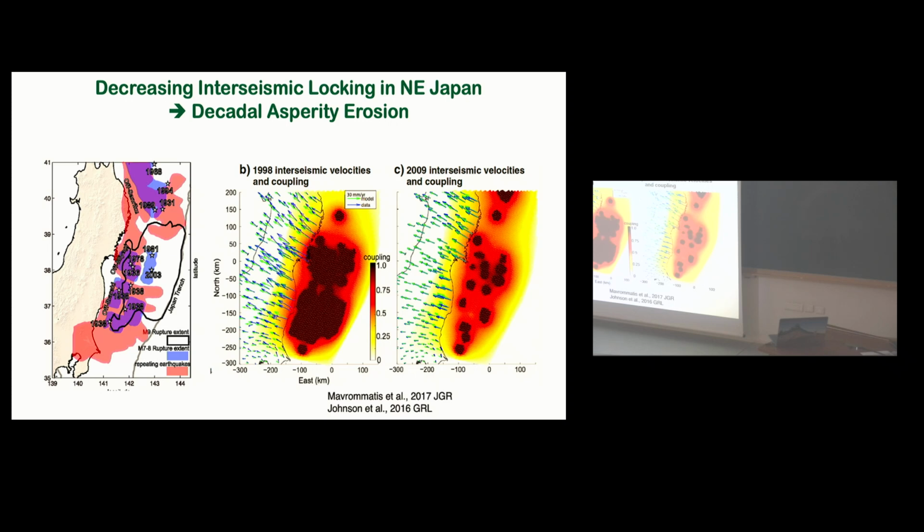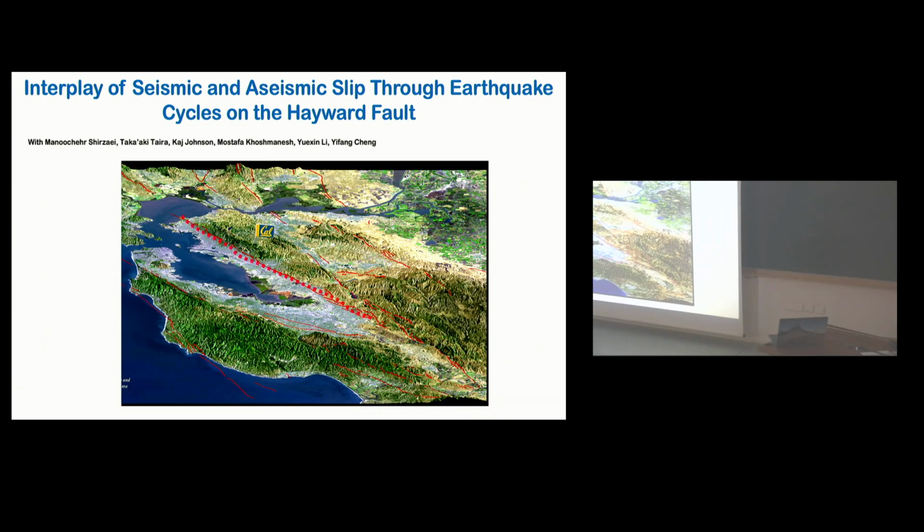In a way, we should just keep going, because this is really fun. But let's spend a little bit of time on the Hayward fault, right?